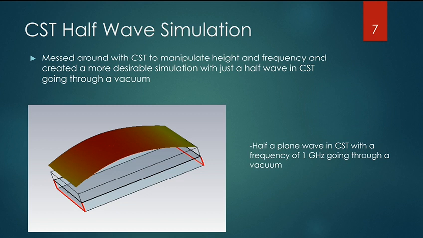Compared to last week, it's no longer going through a vacuum, some sort of surface with a certain dielectric constant, and then another vacuum. It's simply a plane wave going through a single vacuum. And this, of course, was set to a frequency of 1 gigahertz.